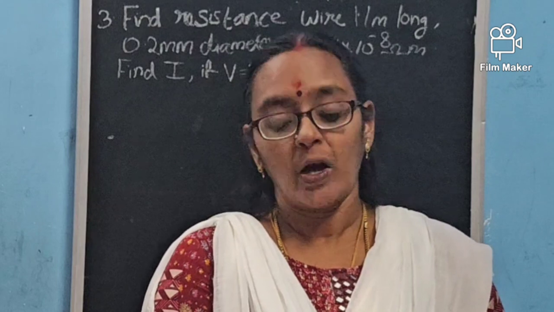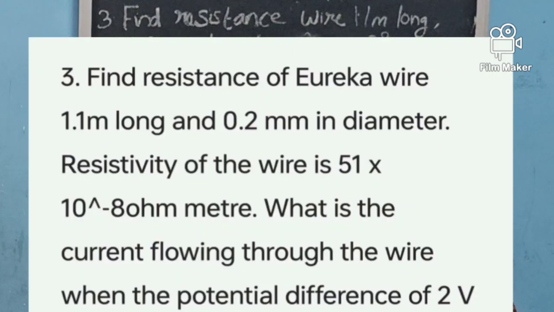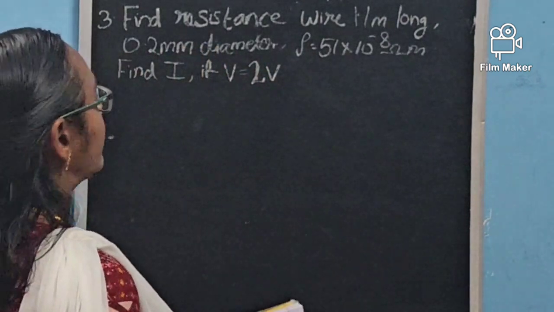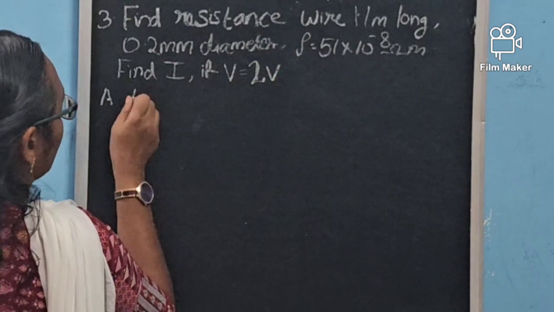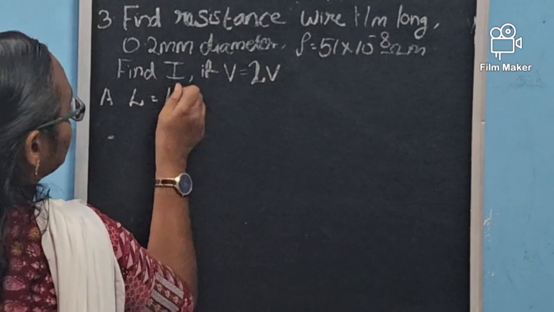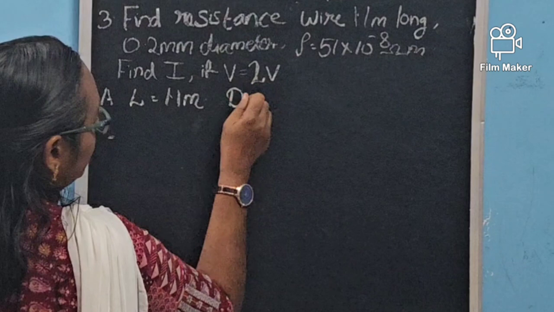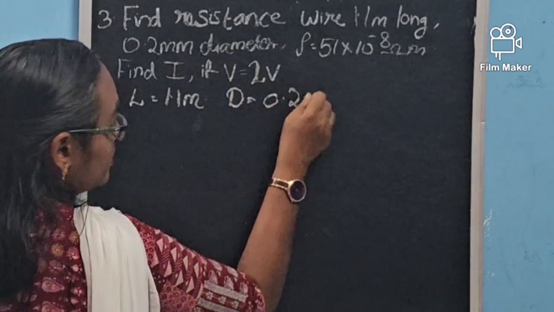Third question goes like this. Find the resistance of the Eureka wire 1.1 meter long and 0.2 millimeter in diameter. Resistivity of Eureka wire is 51 into 10 raised to minus 8 ohm meter. What is the current flowing through the wire when a potential difference of 2 volt is applied across its ends? So what all things have we found? We have to find the resistance of the wire. They have given the length of the wire is 1.1 meter. Then diameter also is given. Diameter is equal to 0.2 millimeter.